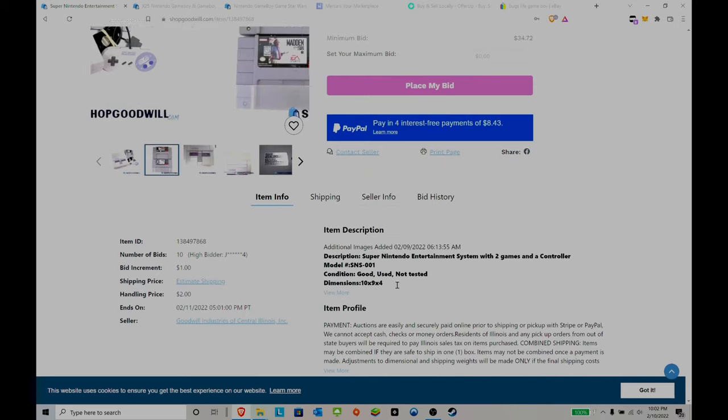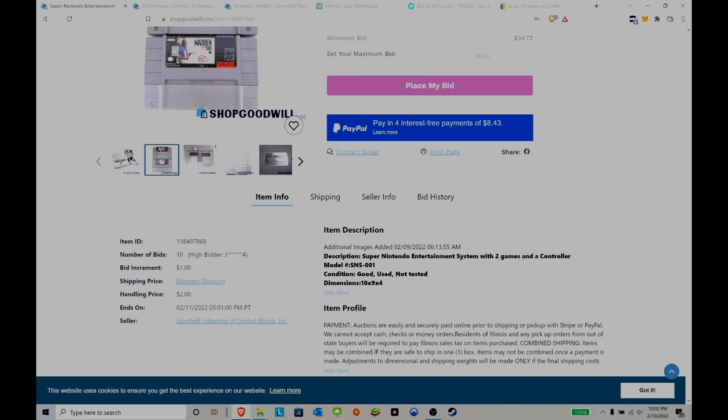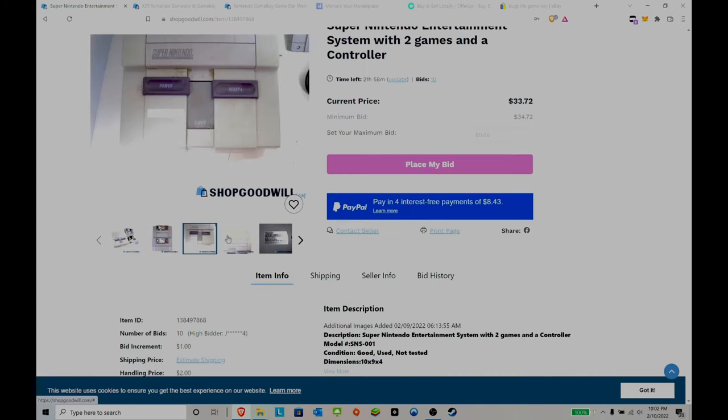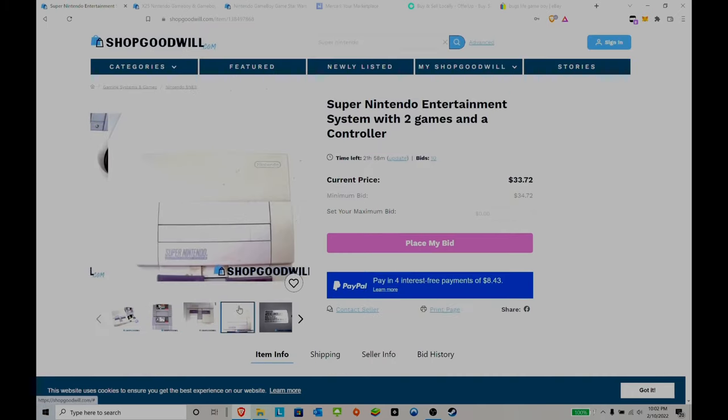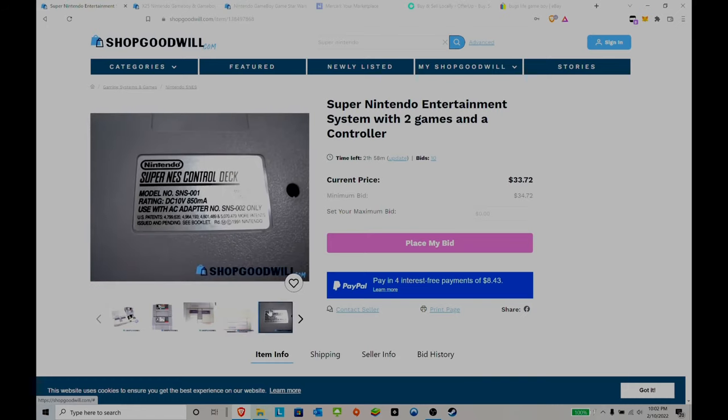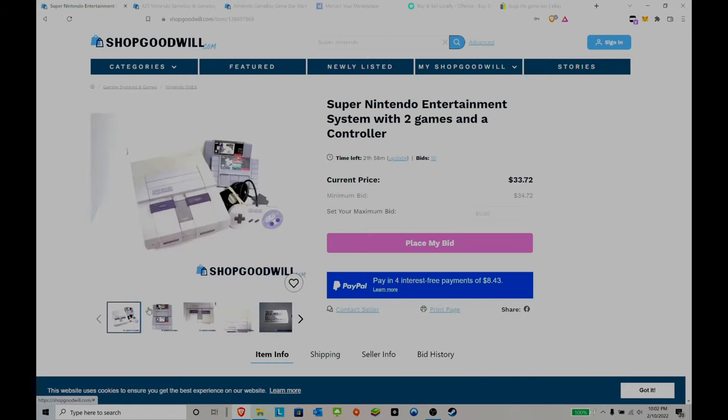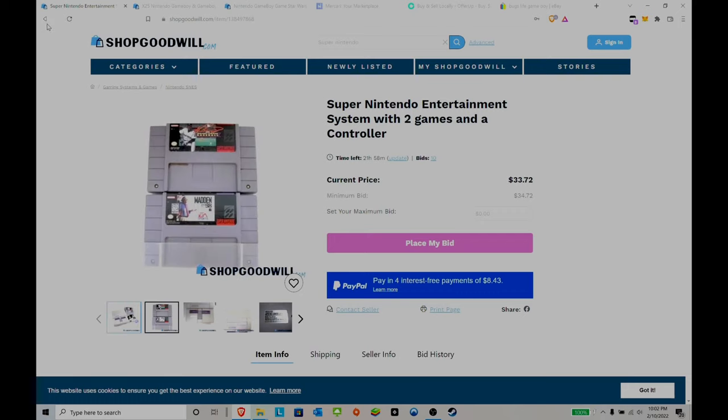What does this say? Let's see. It's good. It's used. It's not tested. That is pretty cool, though. You can definitely tell it's used, though. And it comes with a controller. There's two games and a controller. So if you were looking for the original one and didn't want to keep using those clones, here's a good alternative.